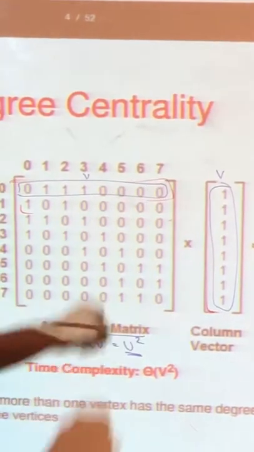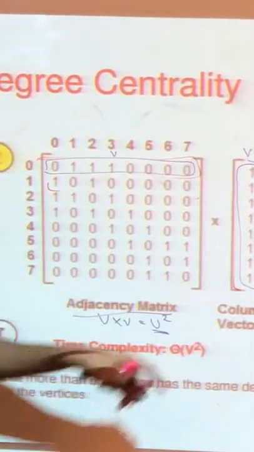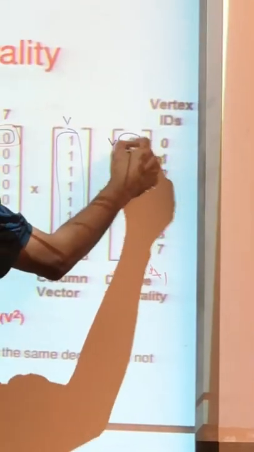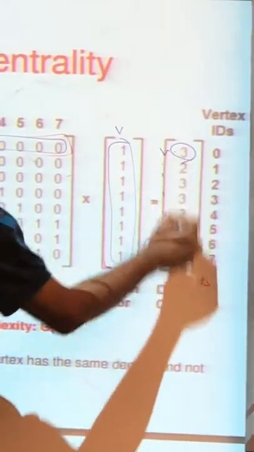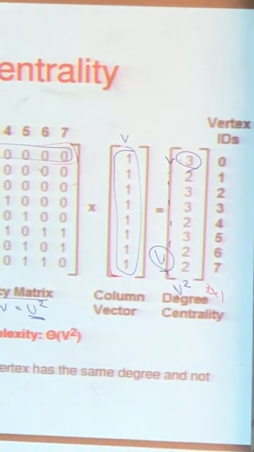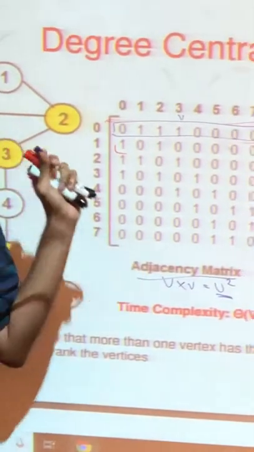So this is v multiplications, one multiplication with each term. So v multiplications to get this particular entry. So how many vertices? V vertices. So v times v is v square. So you do v square multiplications to get the degree centrality.